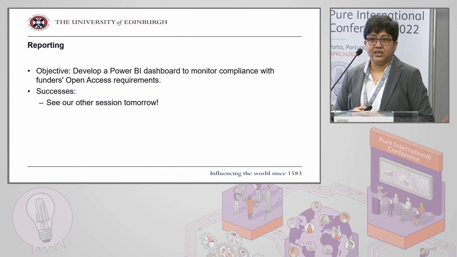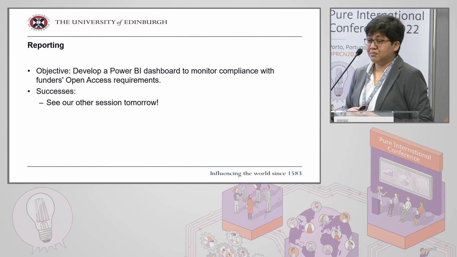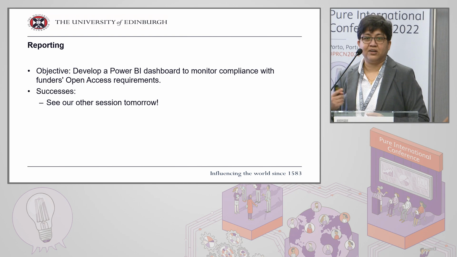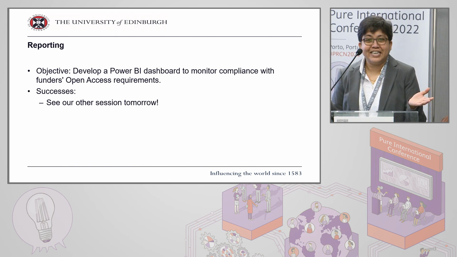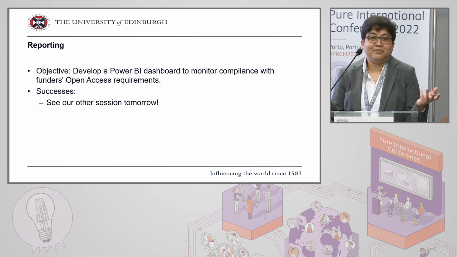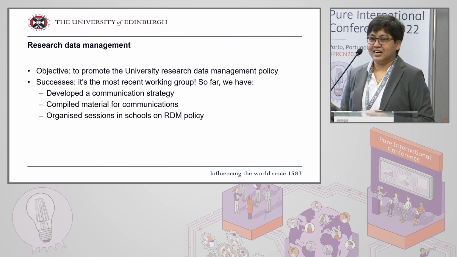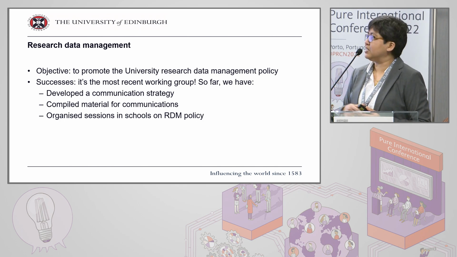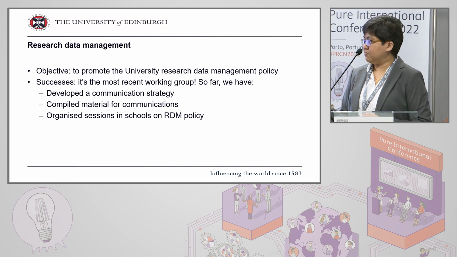And then we have the reporting working group, and the objective of that was to create a Power BI dashboard to monitor compliance with the funders' open access requirements. Now, we've got a session on this tomorrow. We're both very nervous about it. Come and see it tomorrow. If you're lucky, we might be able to show you a demo, so we're trying to arrange that as well. That is one of the successes of the reporting working group. And then the most recent one is the research data management working group. This is looking at a communication strategy for the university's data management policy and also compiling material for communications. They're working together with schools and colleges to organize sessions for the policy.